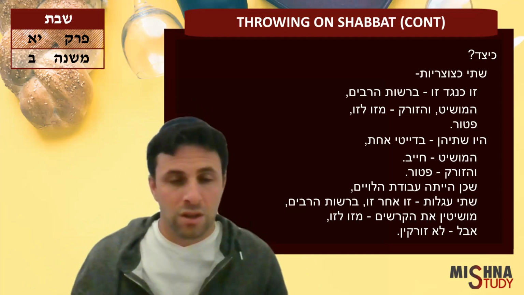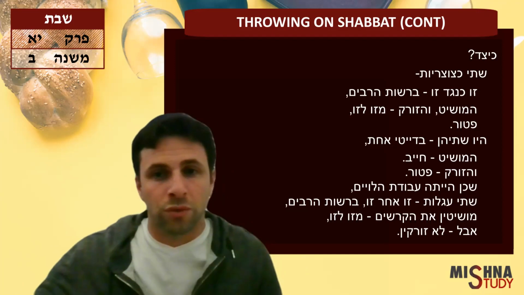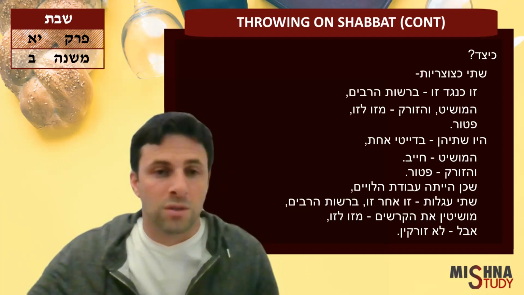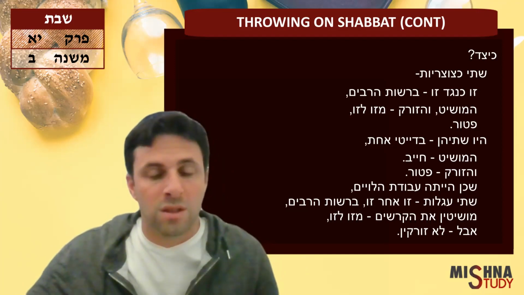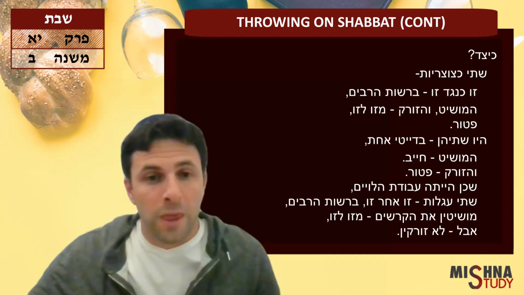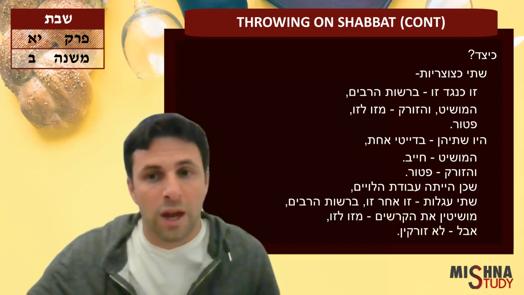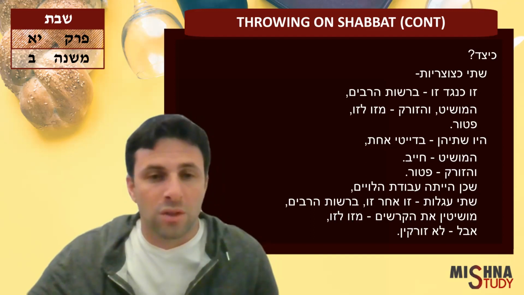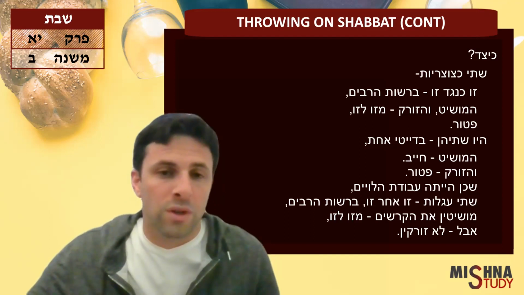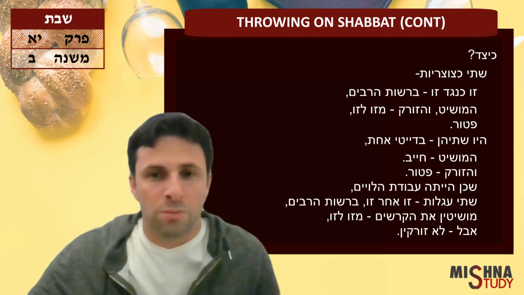Reshut Rabim is passing underneath, and this balcony is hanging over the Reshut Rabim, and someone passes from one balcony to the next. HaMoshit hayav. If you pass, you're going to be hayav. Ve'azorek patur, and the zorek is patur. If you throw it, you're still patur. Now, why would the moshit be hayav?